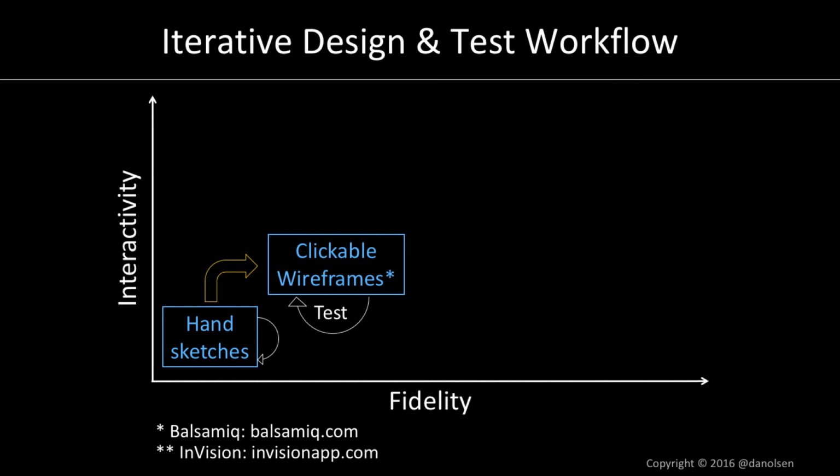Those are usually good enough to test with customers to get a sense for how we're doing on information architecture and interaction design, or the things missing that they expect to be there. Once you're happy there, you can move to clickable mockups. Mockups now are more like pixel perfect, higher fidelity.